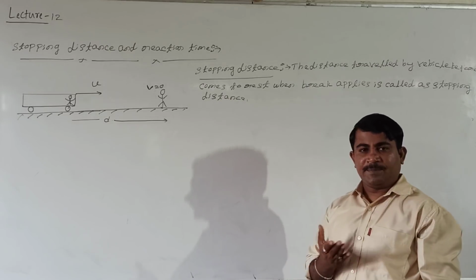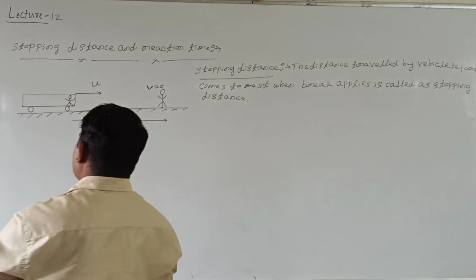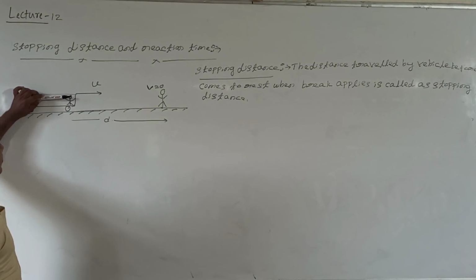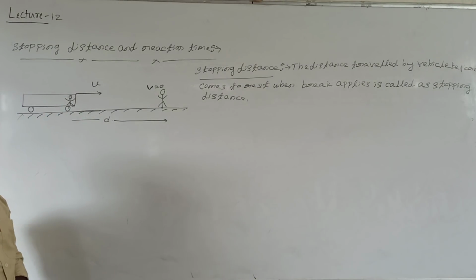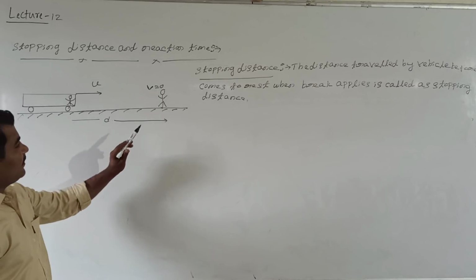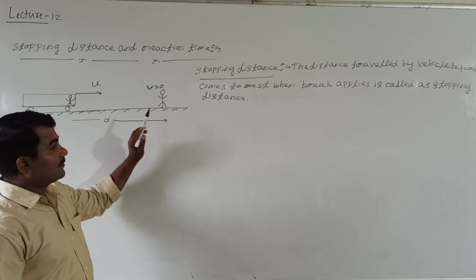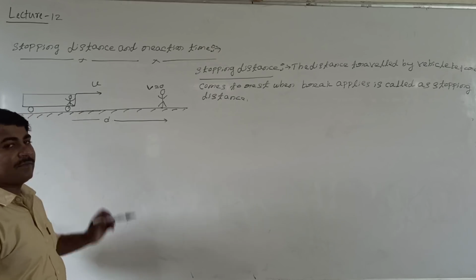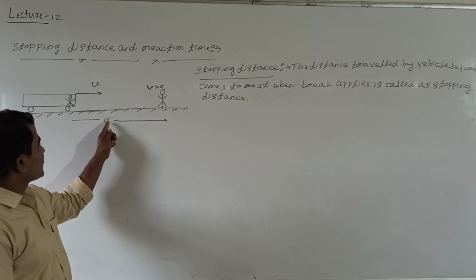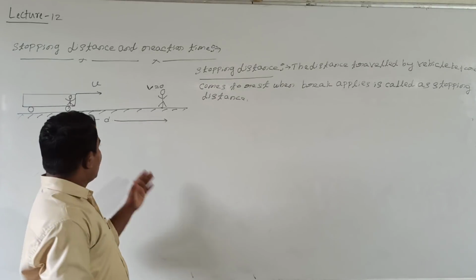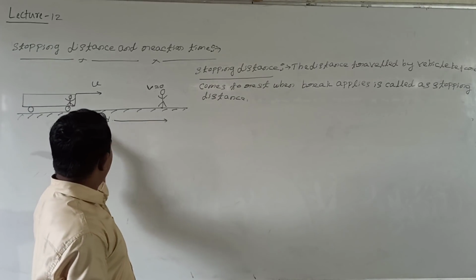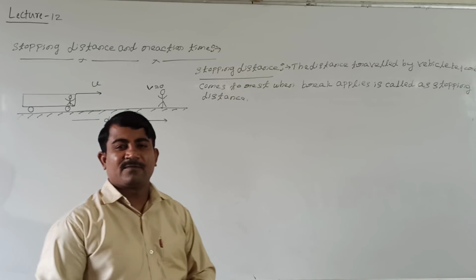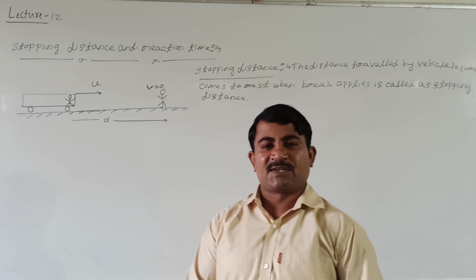Very simple, this concept. This vehicle is moving with the uniform velocity u. Then when a person appears on the road, the driver just puts the brake on the vehicle. Then after some distance the vehicle stops. Before coming to rest, how much distance is traveled? That we are calling stopping distance.